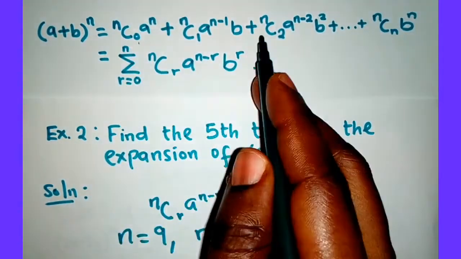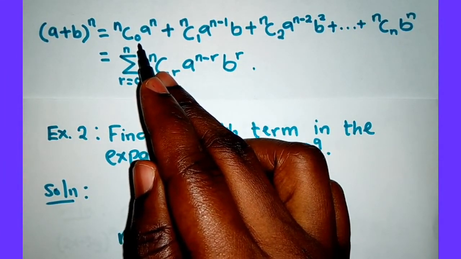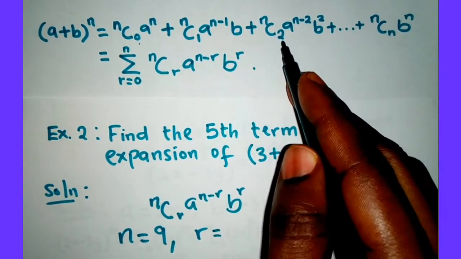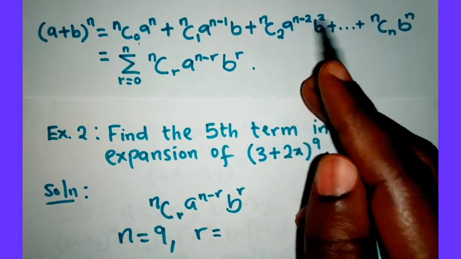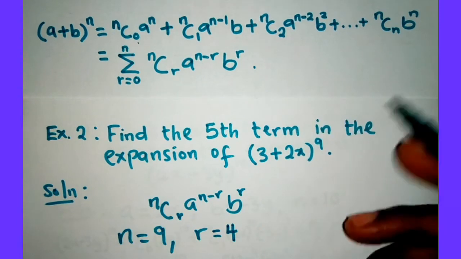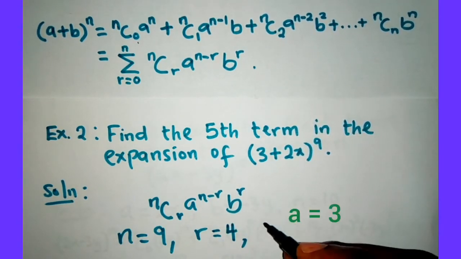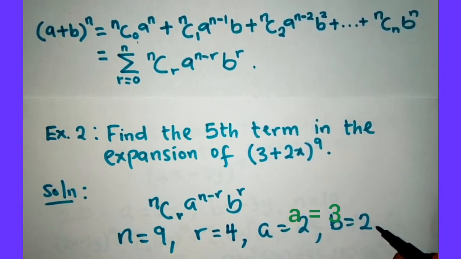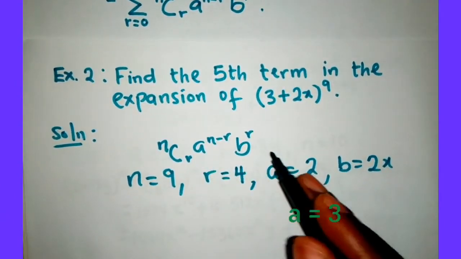Now from this formula, observe that for the first term, r is 0. The second term, r is 1. The third term, r is 2. So the fifth term, r will be 4. So our r is 4. If we are to find the seventh term, r will be 6, like that. So our a is 3, while b is 2x. So we can now substitute this into this formula.